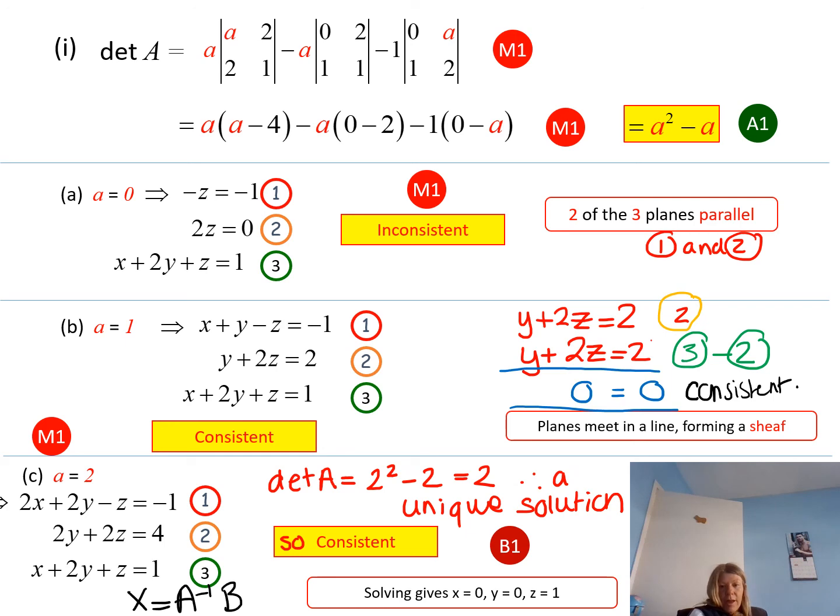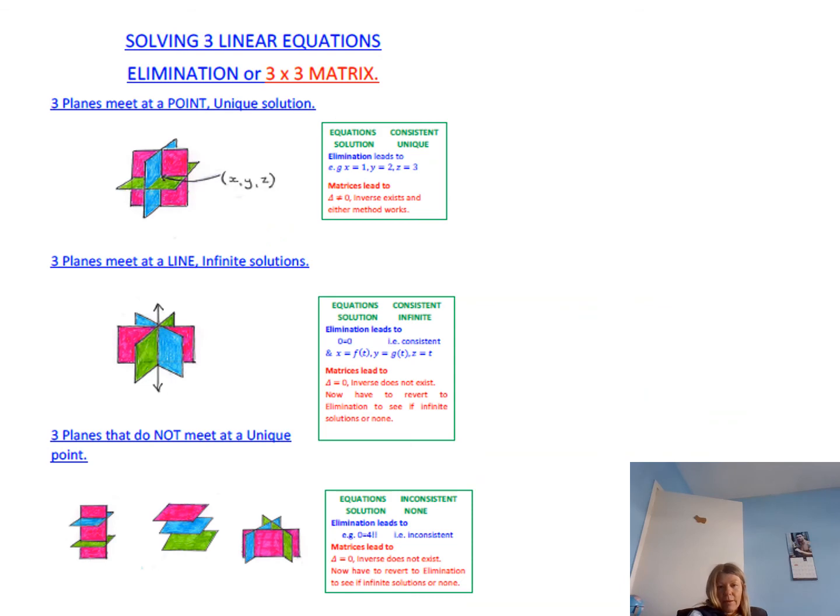So I hope you enjoyed that. A lot to take in. There is here a summary of those things. You can print that out yourself. I'll send it as a single sheet so you can have a summary of what it's going to be. So if they're inconsistent, it's going to be all 3 parallel, 2 parallel, or a triangular prism.